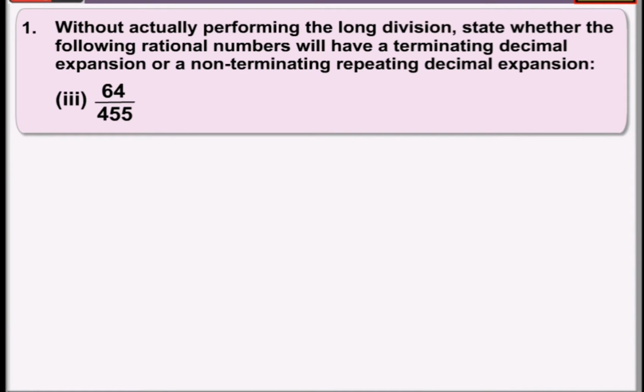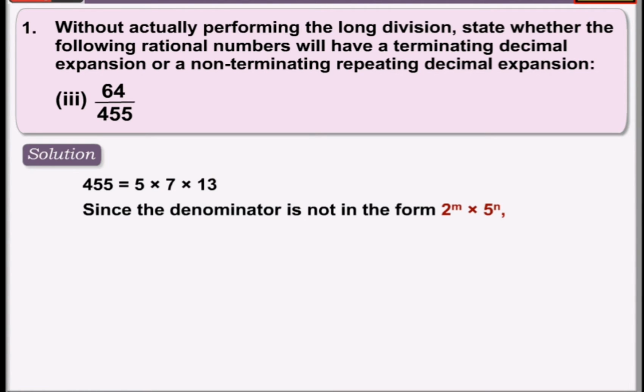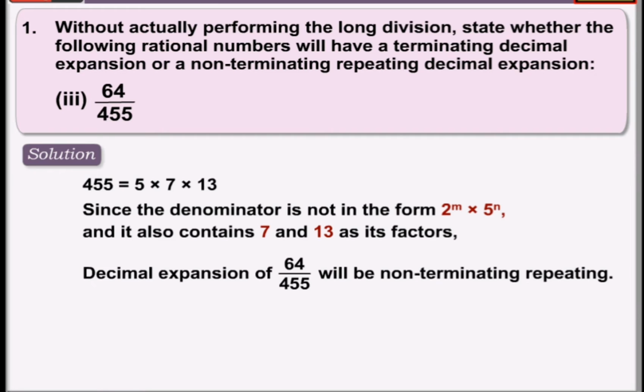Number 3. 64 upon 455. Answer. Well, factorization of 455 is 5 into 7 into 13. Since the denominator is not in the form of 2 raised to power m into 5 raised to power n, and it also contains 7 and 13 as its factors, decimal expansion of 64 upon 455 will be non-terminating repeating.